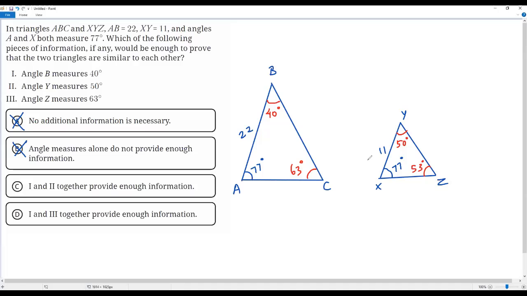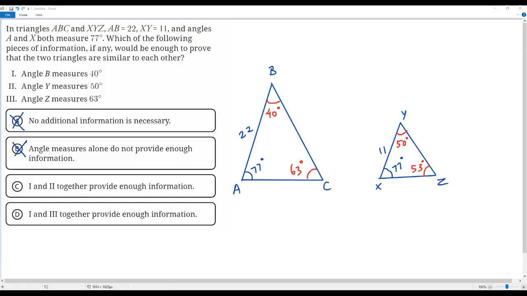According to the angle similarity postulate, any two of the angles of the first triangle must be congruent to two of the angle measures in the second triangle. So is it possible if I take 77, 63 and here I have 77, 53? Okay, so I don't think the two angle measures of the triangle ABC are congruent to any of the two angle measures in the second triangle XYZ.